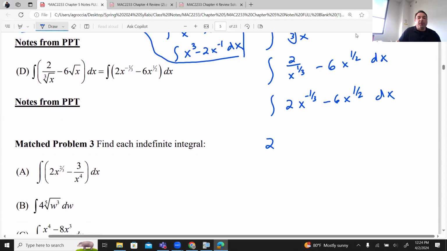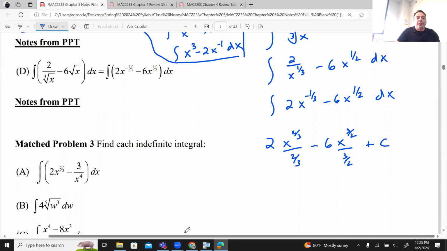The 2 stays in front. Use the calculator if you need to. But what's -1/3 plus 1? 2/3 divided by 2/3. The 6 stays in front. 1/2 plus 1. I'll do 3 over 2 this time, but you can put 1.5. Don't forget your plus c. Okay, so be careful, be careful. Then again, you can use the calculator.